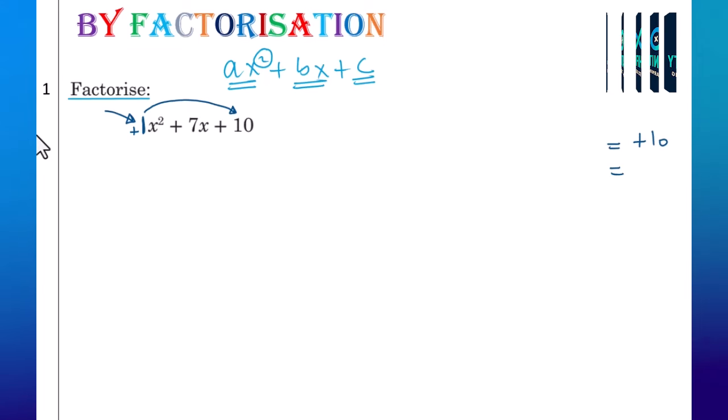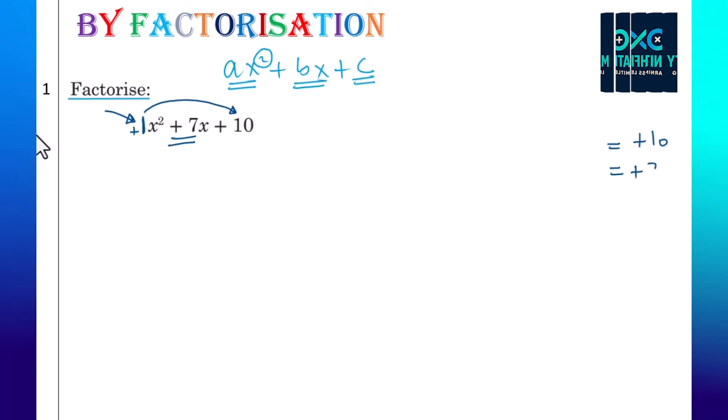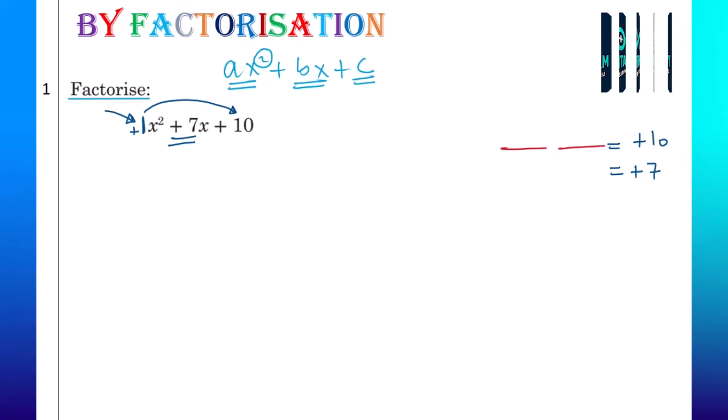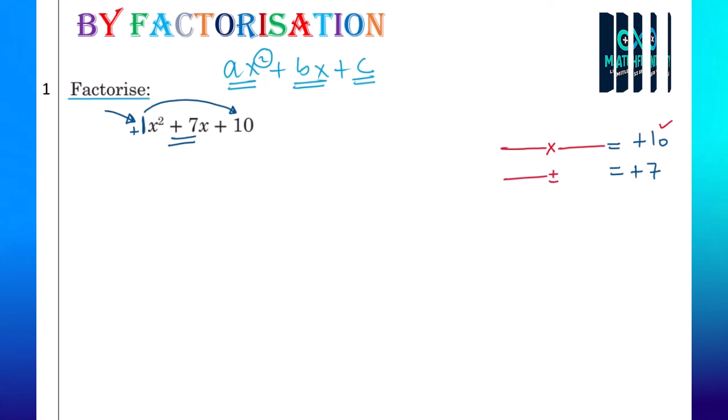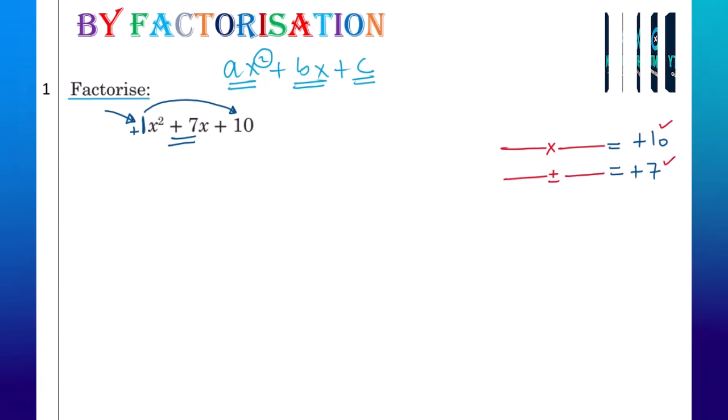And what is at the center? Positive 7. You have to write here positive 7. Then you have to think what two numbers. You have to start from table 2, then go to table 3, then move on step by step. Which two numbers, when you multiply them, the result should be positive 10, and when you add or subtract them, the result should be positive 7.